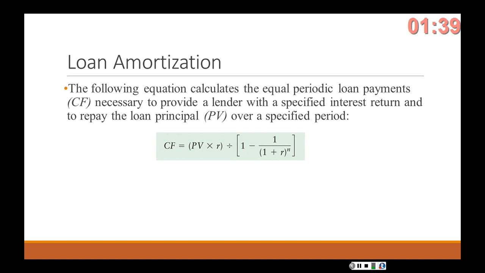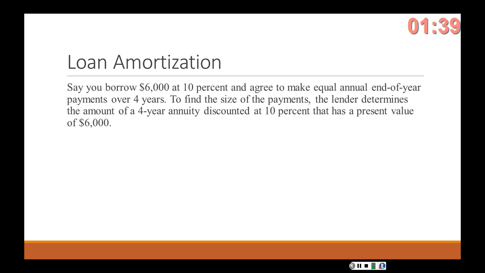To calculate the equal periodic loan payments, we can do this by using this equation. The present value times the stated rate divided by 1 minus 1 divided by 1 plus the stated rate raised to the nth power. Or we could put it into our time value of money. So let's say you borrow $6,000 at 10%. You're going to make equal annual end of year payments for 4 years.